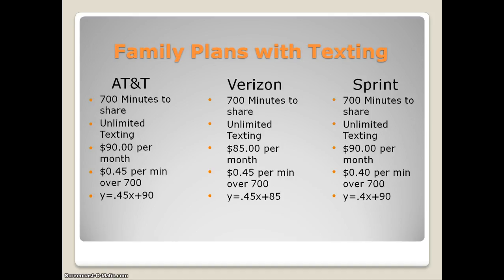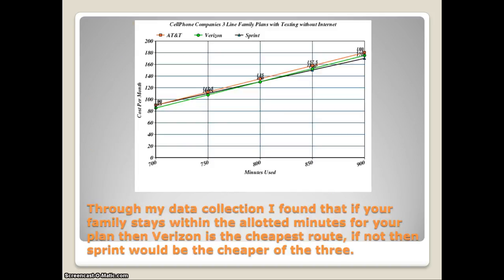Sprint gives you 700 minutes to share over the 3 lines, unlimited texting at $90 per month, but they only charge you 40 cents per minute over your 700. So your linear equation is y equals 0.4x plus 90. The 0.4 comes from the 40 cents per minute, and the 90 is your fixed monthly rate.